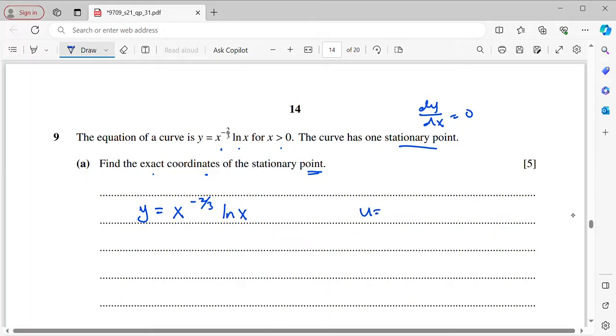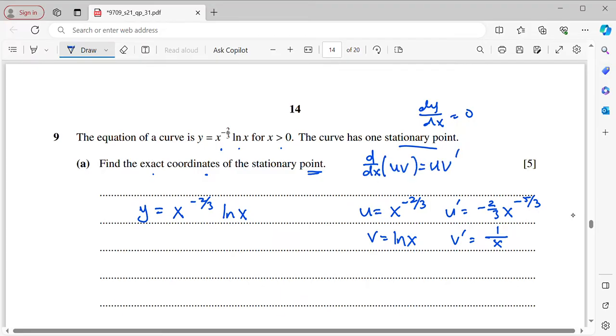So I will use the product rule. The first term is my u. Therefore, my u prime is negative 2 over 3 x, then the degree minus 1 from the existing value, so it will be negative 5 over 3. Then my v is ln x. When I differentiate ln x, my v prime is 1 over x. Okay, so now product rule. Differentiate uv, it will be u v prime plus v u prime.